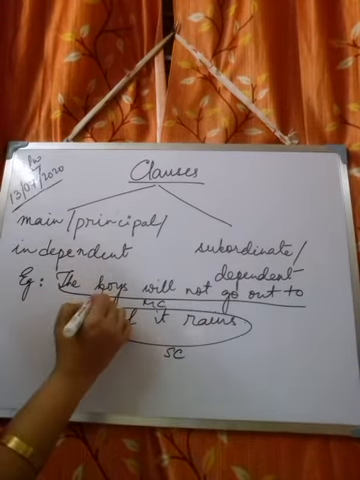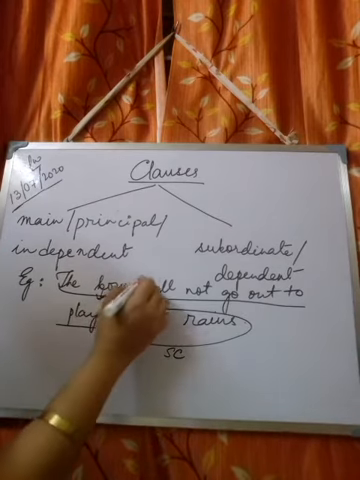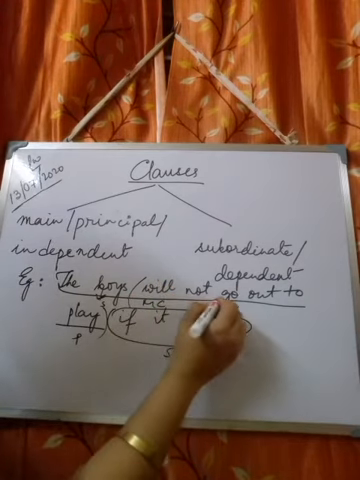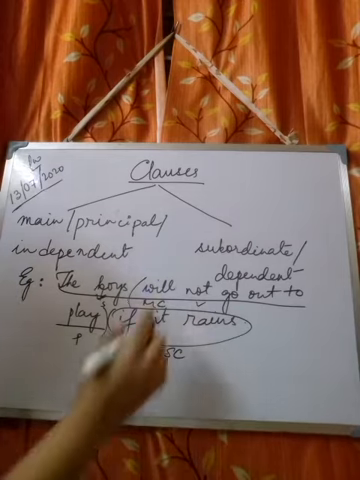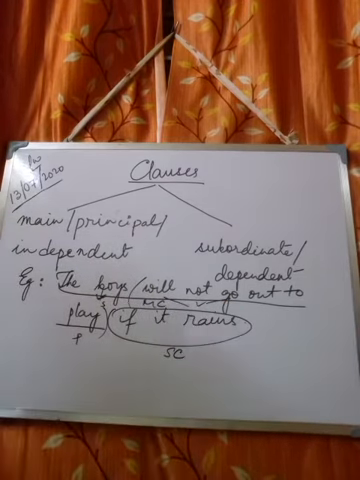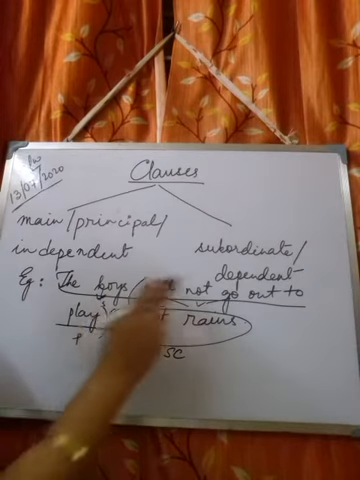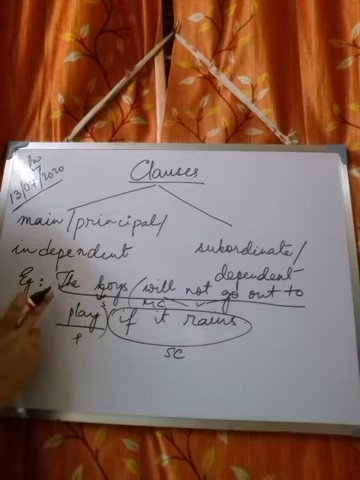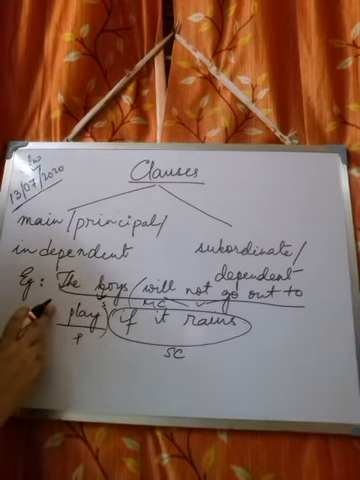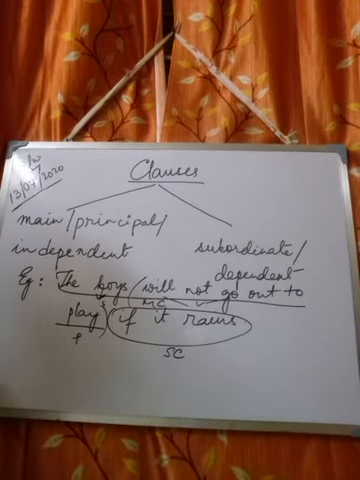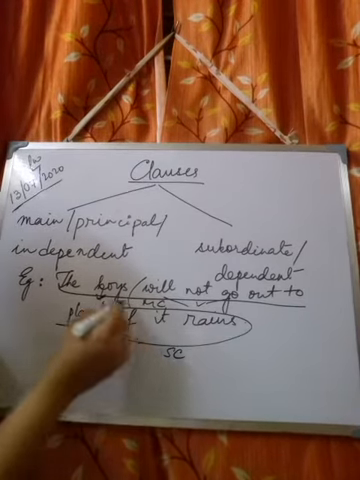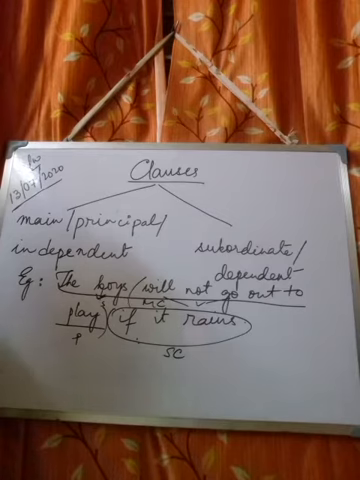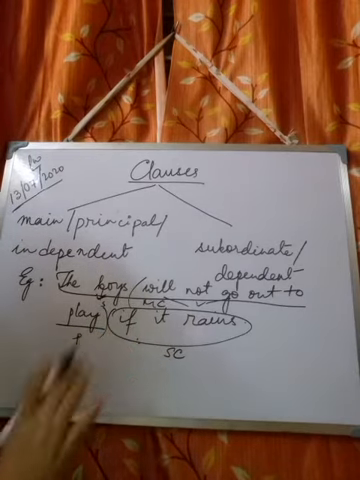The boys is the subject, and will not go out to play is the predicate. Will go out is again a verb here. Will go is a verb. So this meets the condition of a clause, and this also makes sense of its own. So this is the main clause. And if it rains is the subordinate clause, because this part is dependent on the main clause for the completion of its meaning.